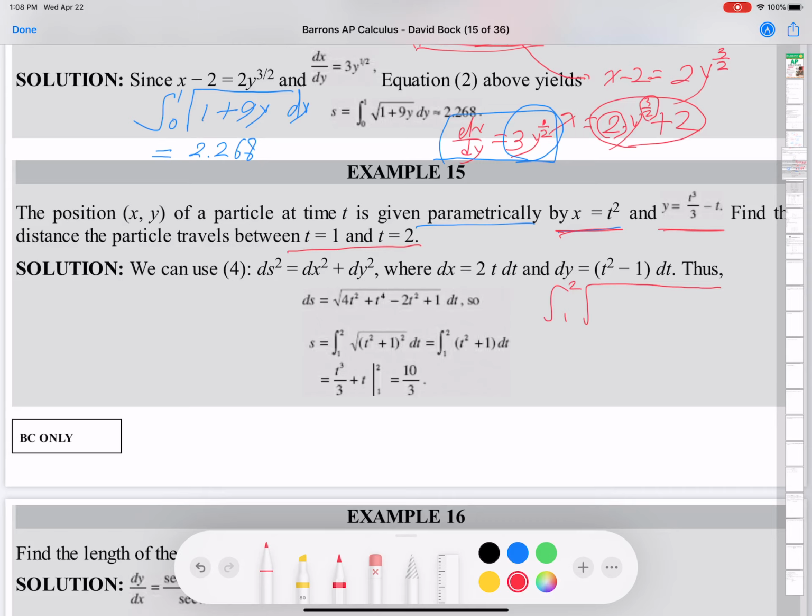dx over dt squared. That means derivative of this function. Okay, derivative of that f of t, f prime of t is dx over dt because this x equals t squared, right? So dx over dt is 2t squared plus dy over dt is the derivative of the y function. That's going to be t squared minus 1 whole thing squared dt.